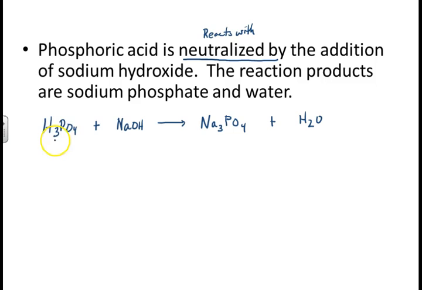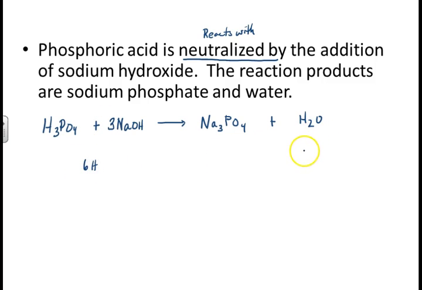Okay. To balance this, we look for the first item that is not actually balanced. So let's start with sodium. There's not necessarily a good reason to start there, but it jumps out that I have 3 and 1. So I'm going to start by putting a 3 in front of sodium. That gives me 3 sodium, 3 sodium. That gives me a total of 3 plus 3 hydrogens. Notice that I've got hydrogen in 2 places. So that's 3 hydrogens plus 3 hydrogens. That gives 6 hydrogens on this side.